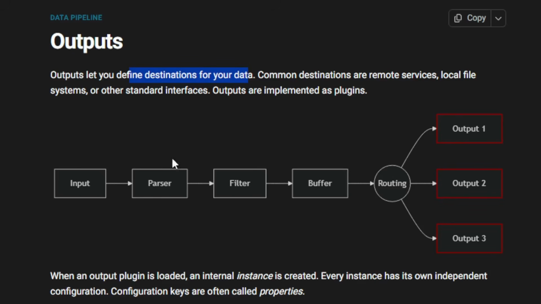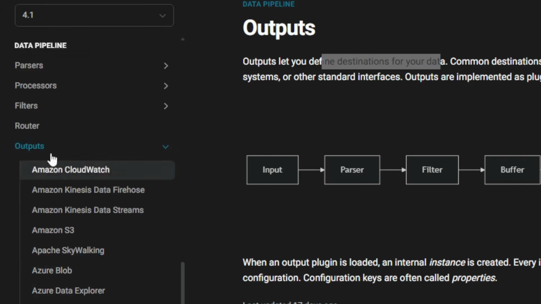Outputs let us define destinations for our data. So we looked at the front of the pipeline. This is the back of the pipeline. We can send data to remote services, local files, and other standard types of interfaces. And if you take a look at the document on the left side, you can see all the places where you can send data to.